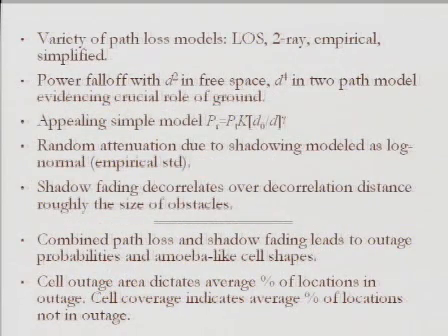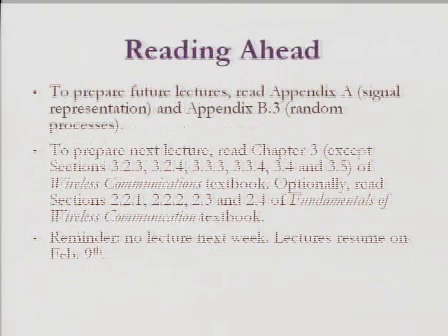Okay, so let me just summarize what we saw. We saw that the presence of shadow fading leads to outages and irregular cell shapes. We saw that the cell outage dictates the average percentage of locations in the cell that are in outage or not in outage. The coverage is exactly the complement of the outage. And then we saw how to compute it, and we derived a useful formula to compute it. And with that, we'll wrap this up.